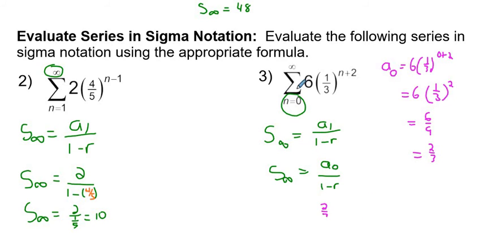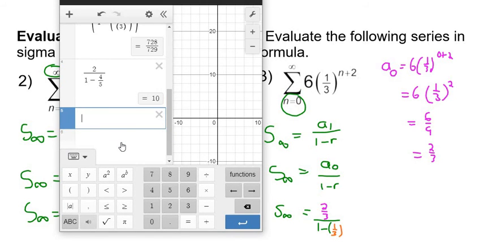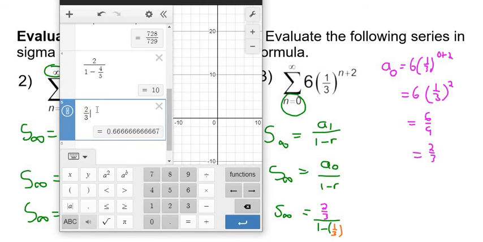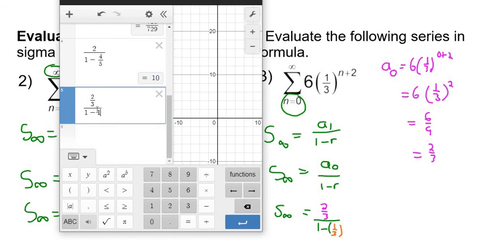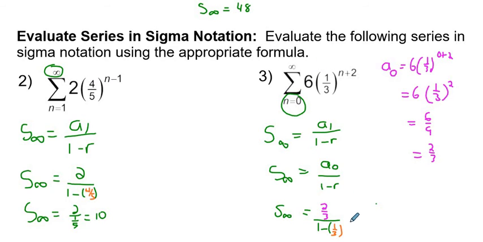It's 2/3. And then on the bottom, I just have 1 minus R, and that's going to be 1 minus 1/3. And you might already be able to tell if this comes out to 1, because you have 2/3 over 2/3. If you want to type this into Desmos, feel free to. So that would be 2/3 divided by 1 minus 1/3, and so this comes out to 1.